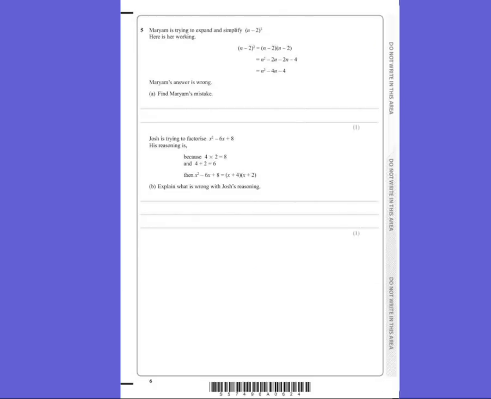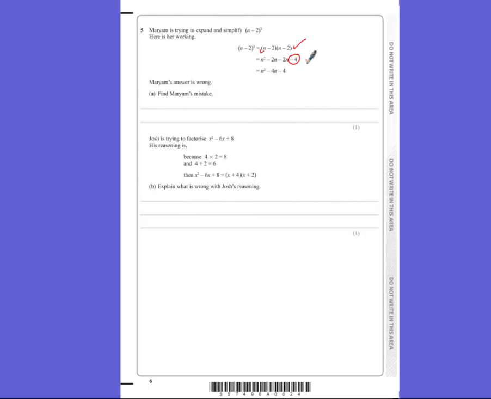Question 5. Mariam is trying to expand and simplify (n - 2) squared. Here is her working. Mariam has got the answer wrong. Find Mariam's mistake. So (n - 2) squared does mean (n - 2) times (n - 2), so that's correct. When you expand it, you've done n times n is n squared, minus 2n, but minus 2 times minus 2 should be plus 4 here.